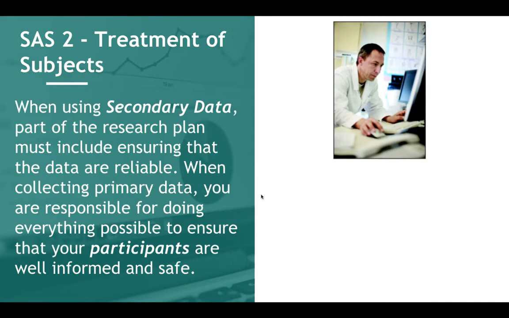All right, when using secondary data, part of the research plan must include ensuring that the data are reliable. Now, I already mentioned this, but when you collect primary data, you're responsible for doing everything possible to ensure that your participants are well informed and safe. So you see, you have to have safeguards for both types of data you collect.